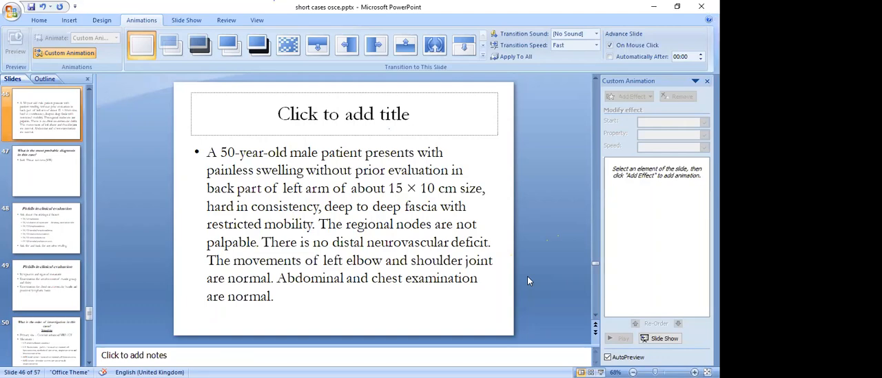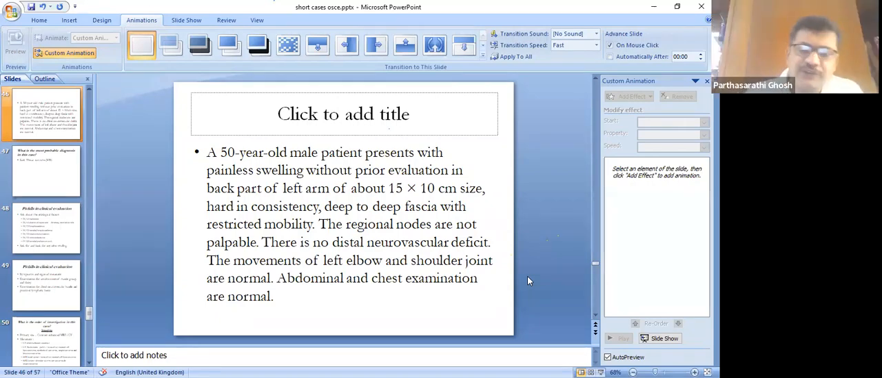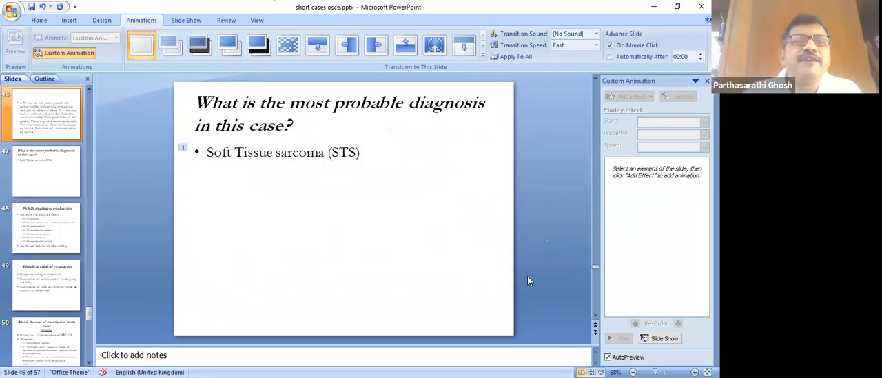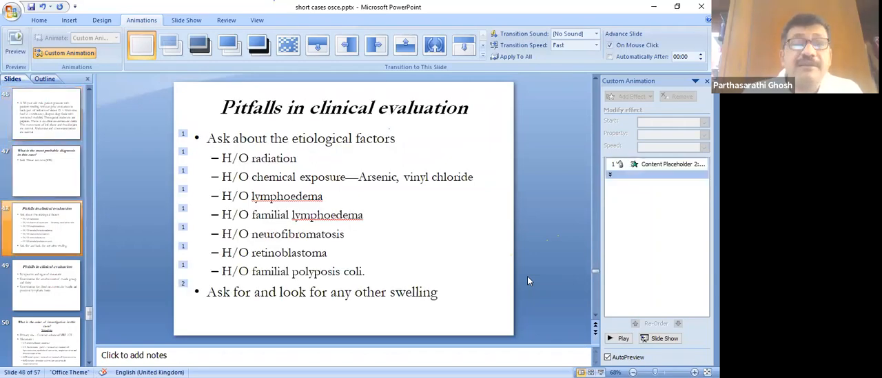Yes, sir. Sir, it's a large swelling in a 50-year-old male involving the left arm. It's most probably a soft tissue sarcoma of the left arm, sir. Yeah, soft tissue sarcoma of the left arm. Very good. Now, I'm going very fast and not asking because we are running short of time.